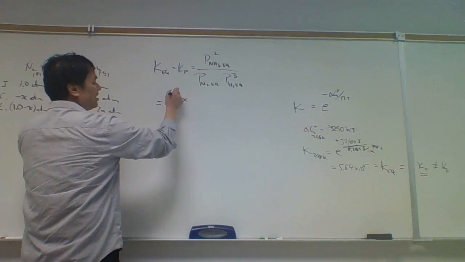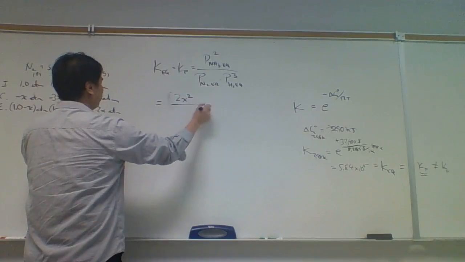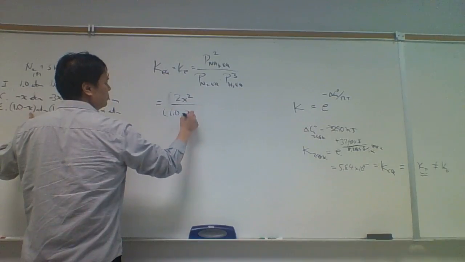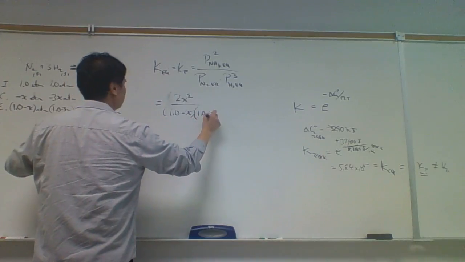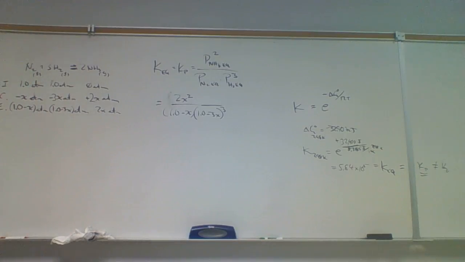For ammonia, it's 2x. It's going to be 2x squared, right? And then for nitrogen, it's going to be 1.0 minus x. And then for hydrogen, it's going to be 1.0 minus 3x cubed. Does that look good? Yeah, this is a very, very common error.